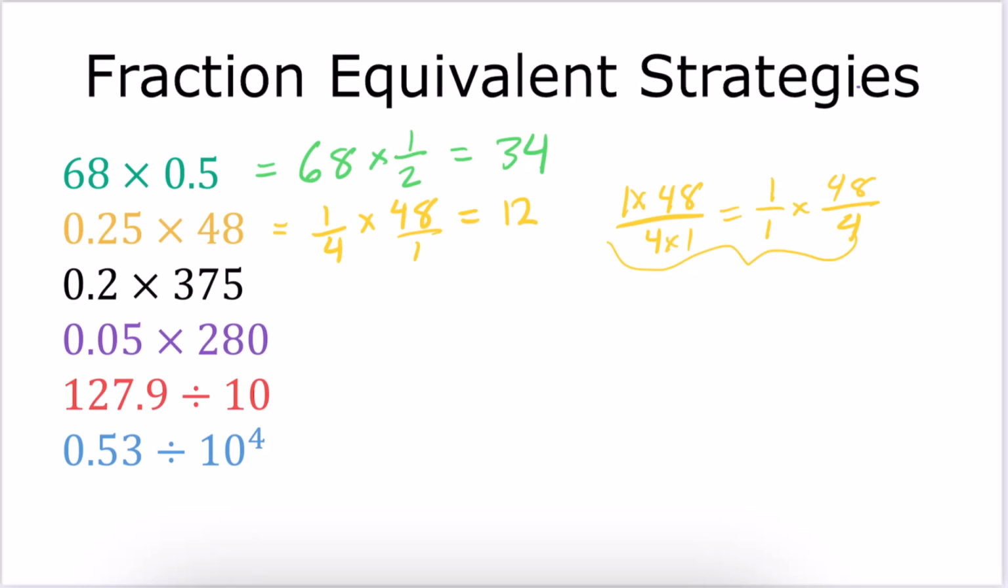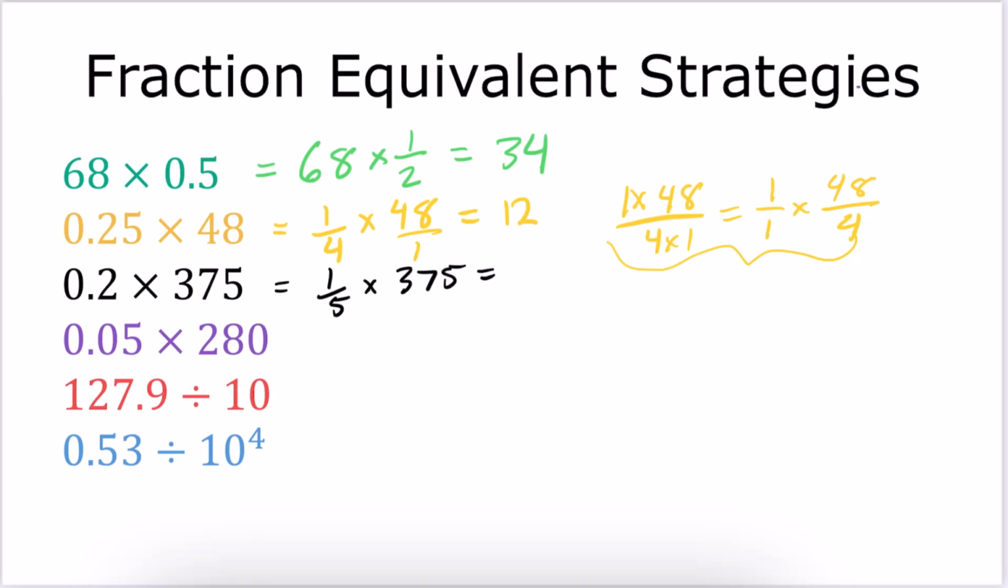Then we could do the same thing with 0.2. So if we think about 0.2, well, that's 2/10. And 2/10 can be reduced to 1/5. And 1/5 times 375, well, I know that 375 is divisible by 5.